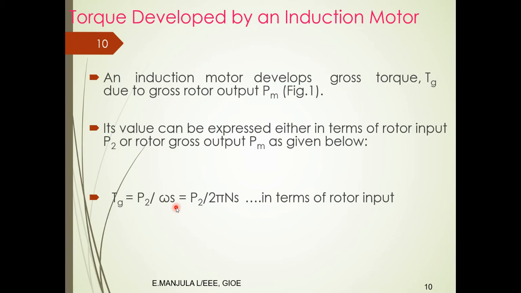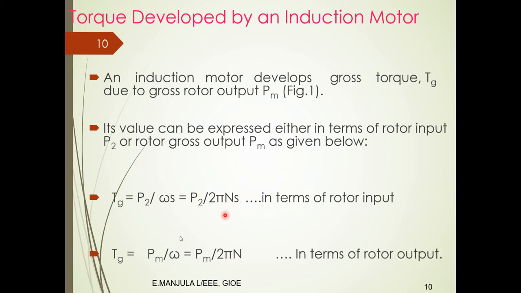In DC motors, when we discussed them, we derived a torque equation, the same thing. So here torque is equal to the power divided by omega s, which is equal to P2 divided by 2 pi Ns in terms of rotor input. So Tg is equal to Pm divided by omega, which is equal to Pm by 2 pi N in terms of rotor output. This is rotor input.